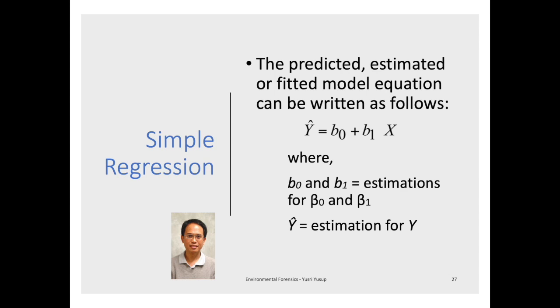In simple regression, the predicted, estimated, or fitted model equation can be written as follows, and this is somewhat similar to the previous equation, where y hat, the dependent variable, equals b0, similar to the beta naught value in the previous equation, plus b1, which is the slope constant, multiplied by the independent variable x. The difference between this equation and the previous equation is that this equation is meant for the sample, while the previous equation is for the population. We assume that b0 and b1 are estimations of beta naught and beta 1 for the population equation, while y hat is the estimation for y.